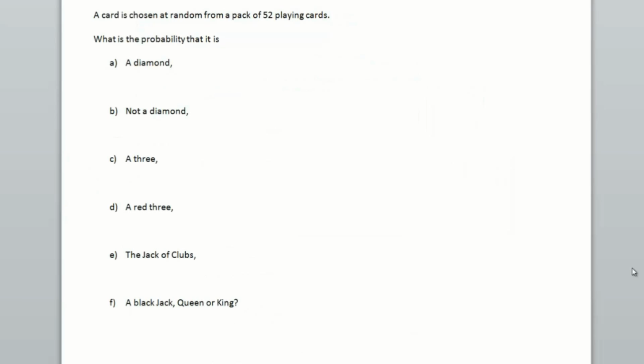Right, an old favourite, 52 playing cards. What's the probability that it's a diamond? Well, these are just initial probability type questions, so let's just dive straight in. If there's 52 cards and there are 13 diamonds, then you'll recall that the best way of representing it is in fraction form. So 13 over 52. Another way of thinking about it, there are 4 suits, so a quarter of the pack must be diamonds.